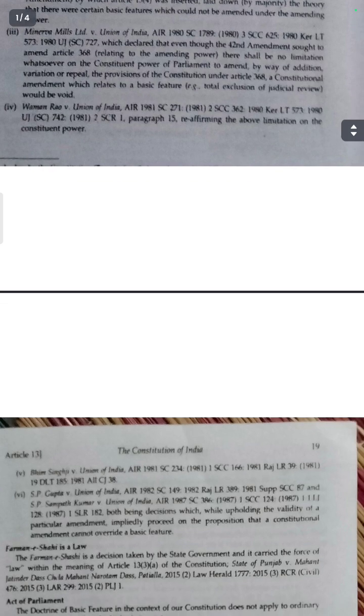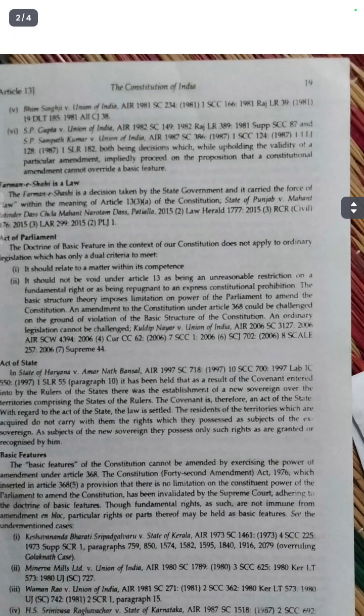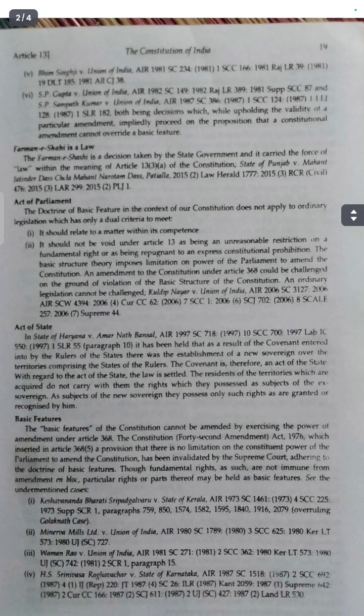Waman Rao versus Union of India, a reaffirmation of the limitation on the constituent power. Bhim Singh versus Union of India. S.P. Gupta versus Union of India. Both were decisions upholding the validity of a particular amendment, implementing the proposition that a constitutional amendment cannot override basic features.